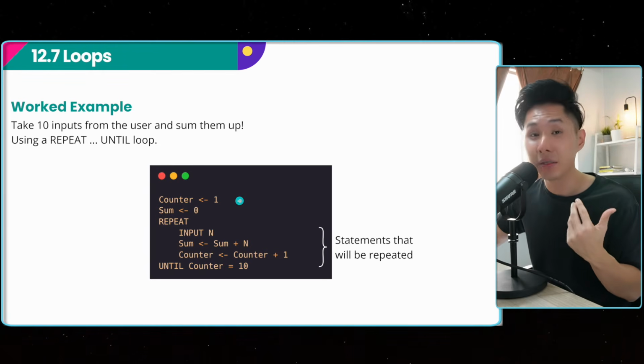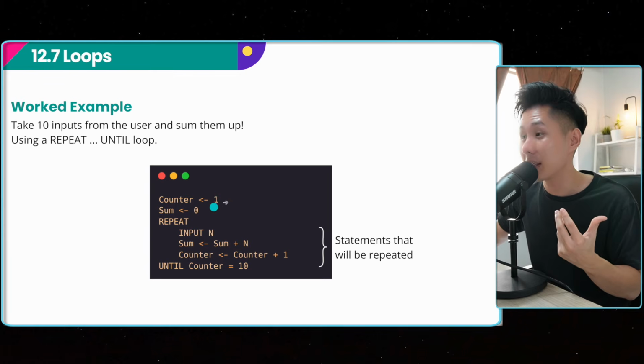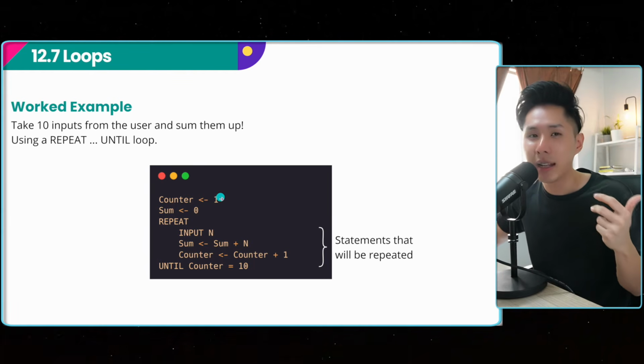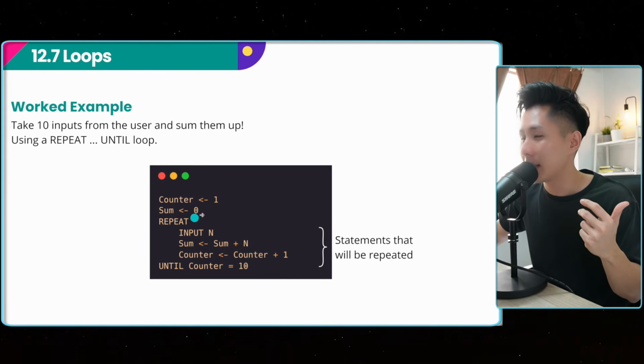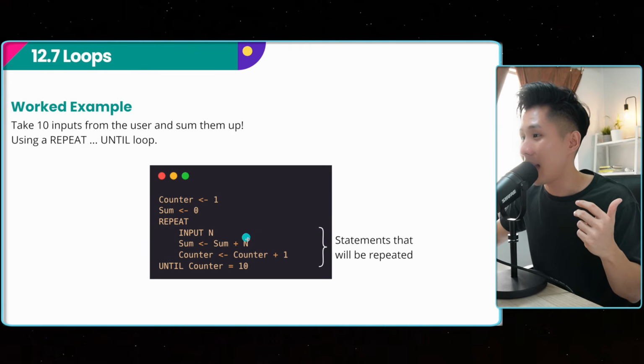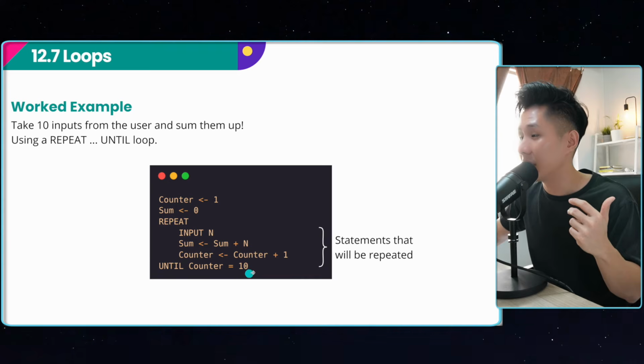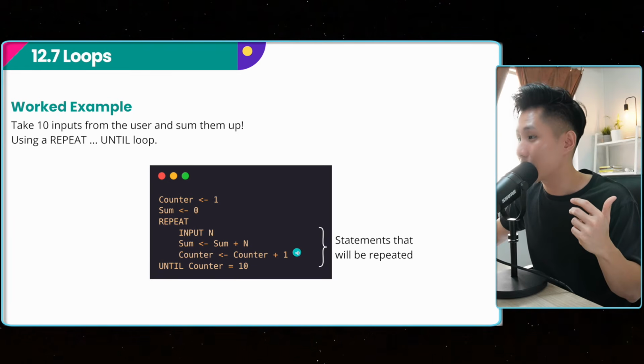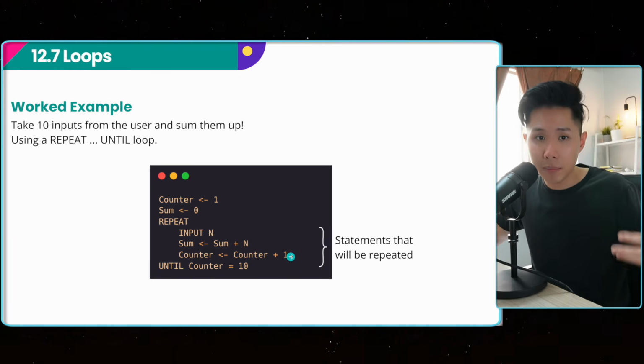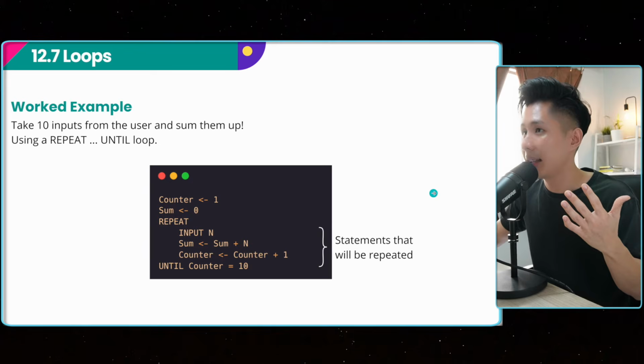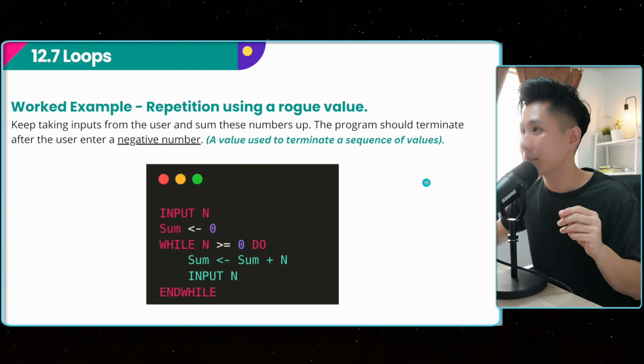So this is how I solve it using a repeat until loop. Again, I create a counter variable to keep track of how many times my loop has been running. I keep a sum variable. I'm just going to keep asking the user for an input, add it to sum, add to counter, until the counter equals 10. Again, these 3 lines of code here are the code that will be repeated again and again. So hopefully you got it right.